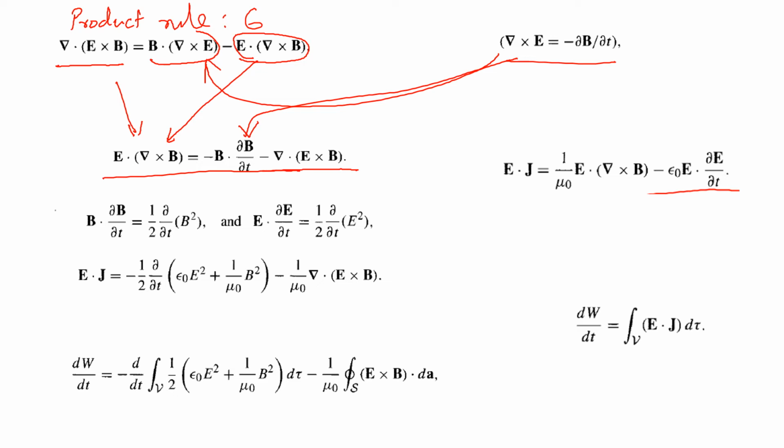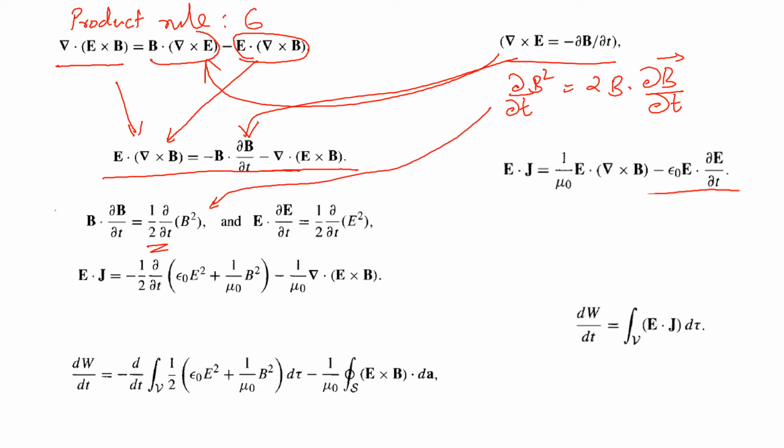Why? I can explain that here. Dou by dou T of B square, if we use that, we will get 2 B dot dou B by dou T. So to nullify the effect of 2, we are using a half here. This is the identity, the step that we used here.